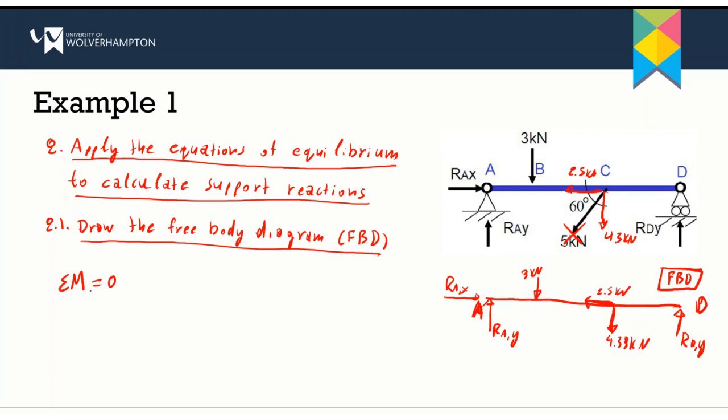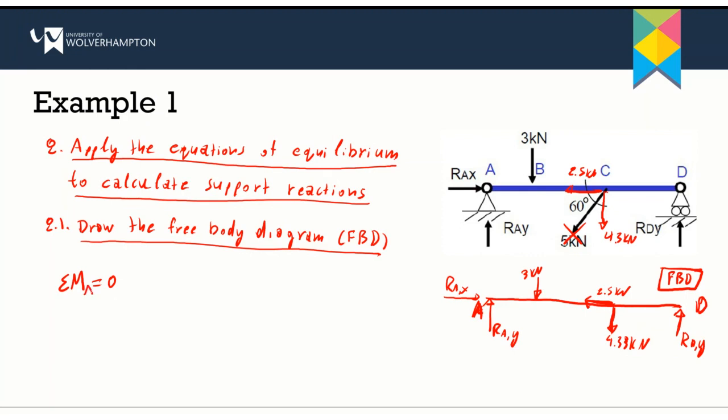I can take the sum of moments about any point, but it's usually useful to take it about a point where one of the unknown forces applies. So here, for example, if I would choose point A, the moment of RAX and the moment of RAY will be zero, so it would be possible to calculate RDY. Also, if I would take it about point D, the moment of RDY and the moment of RAX will be zero, so I could calculate RAY. Both options are fine. Which one do you prefer? As always, first come, first serve. Point A or point D? Okay, it's point A. Perfect.